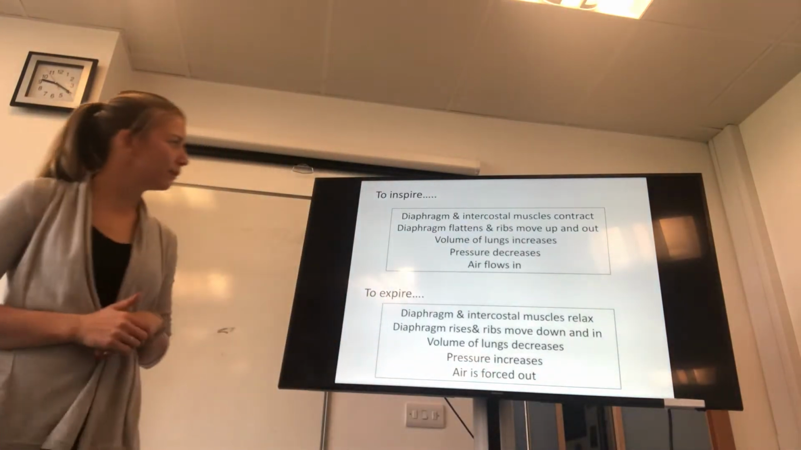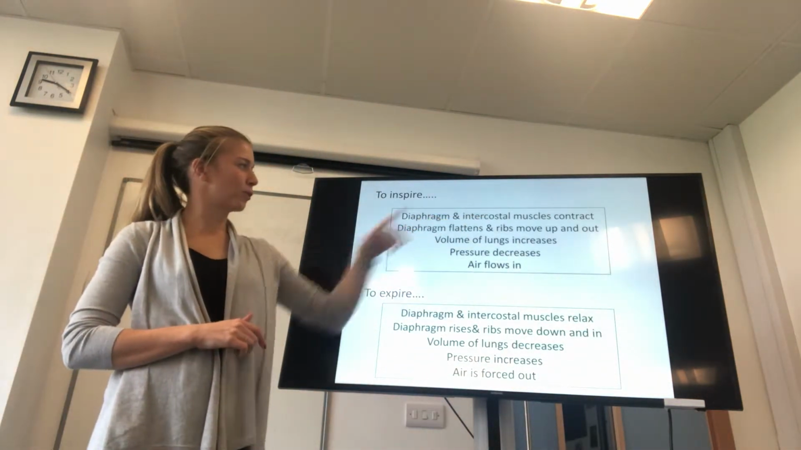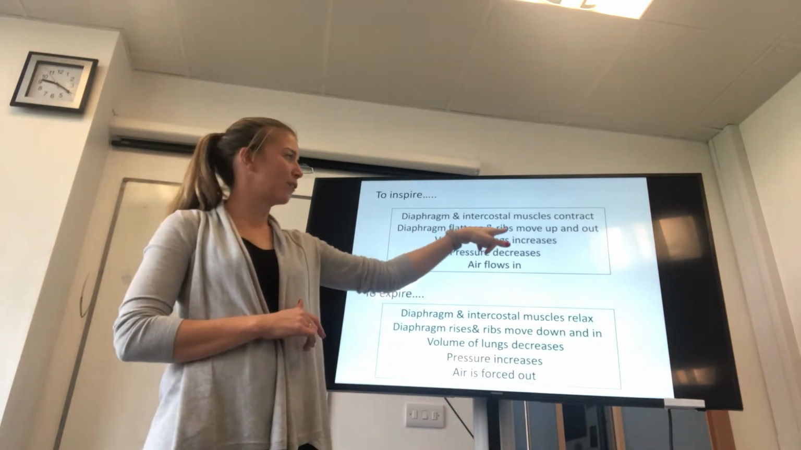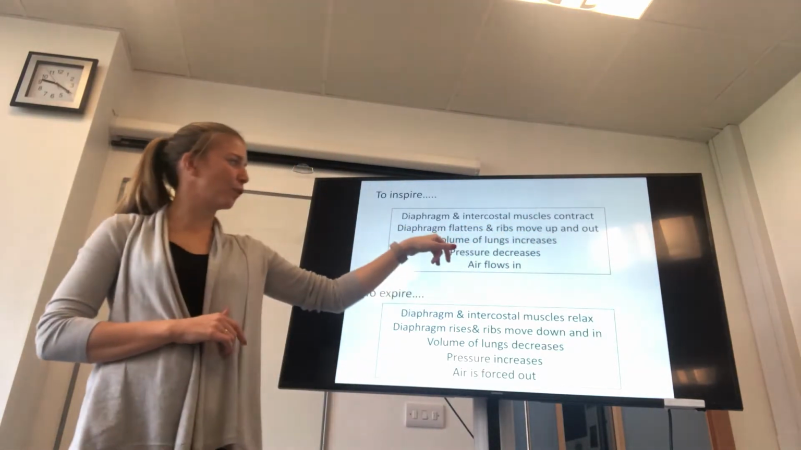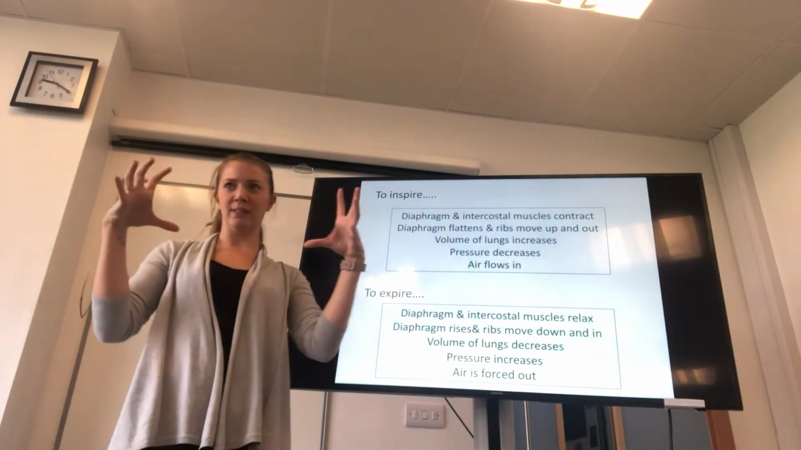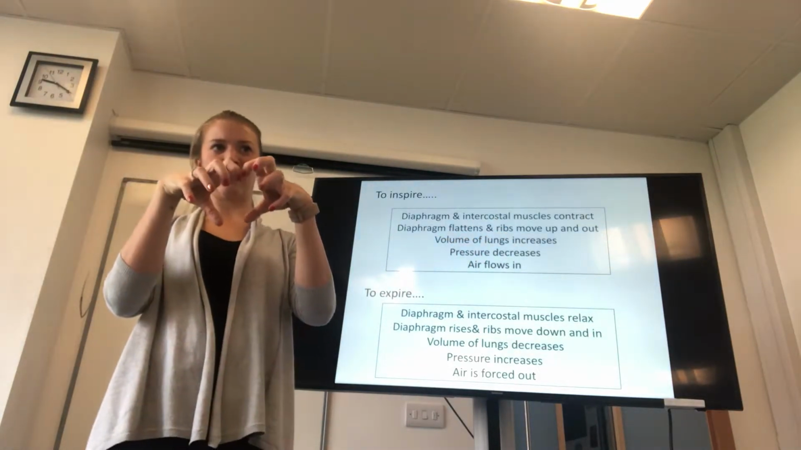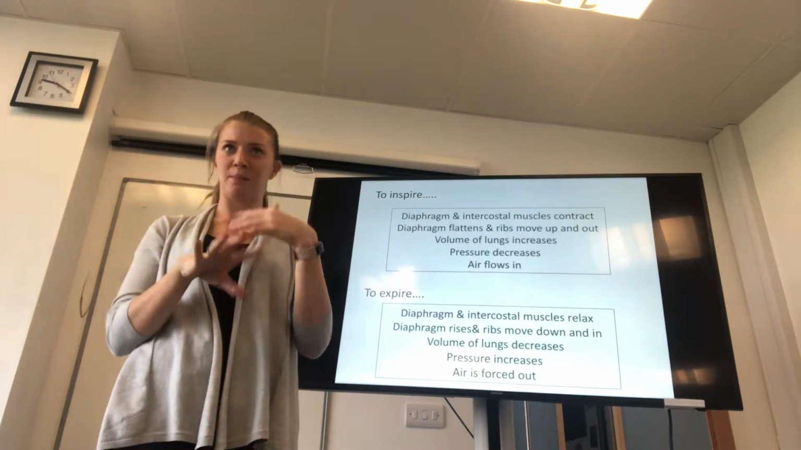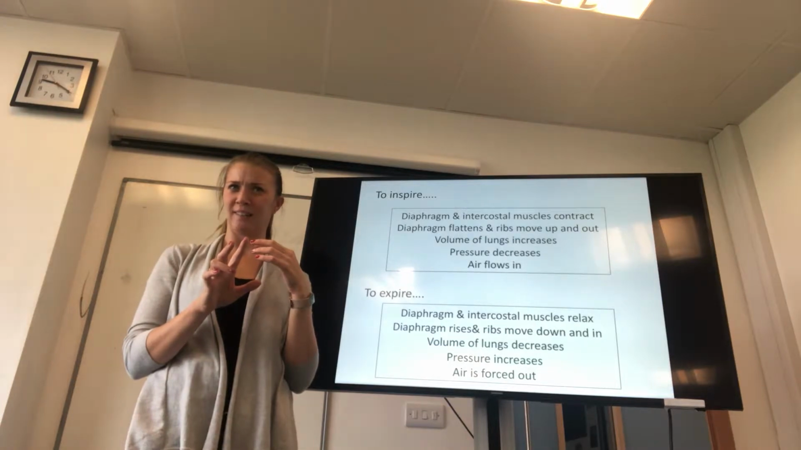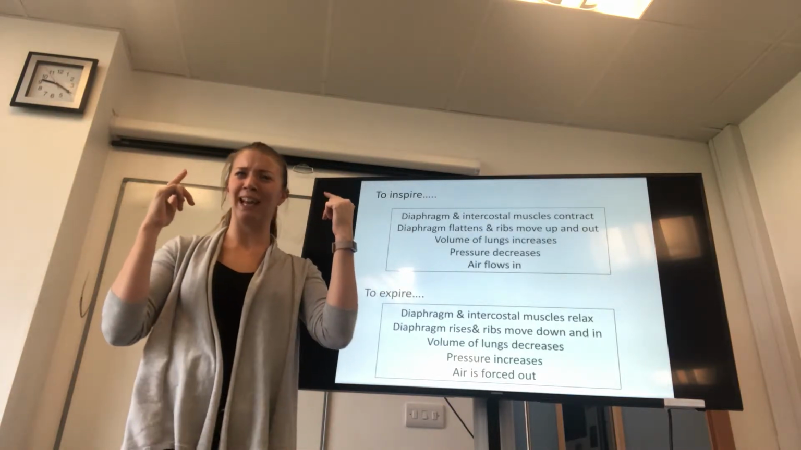So when we inspire, the diaphragm and intercostal muscles contract. The diaphragm flattens and the ribs move up and out. Therefore, the volume of the lungs increases. If the volume increases, but it's still got the same amount of things inside it, the pressure inside it must decrease. Does that make sense or not really? Because it might take a minute to get your head around it.